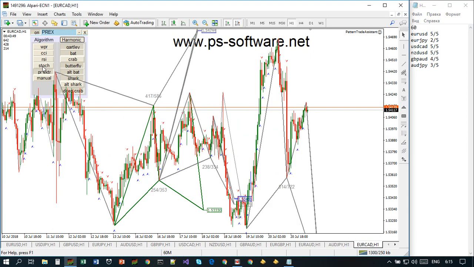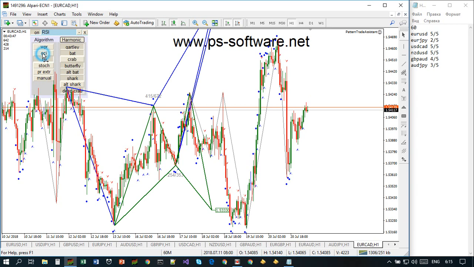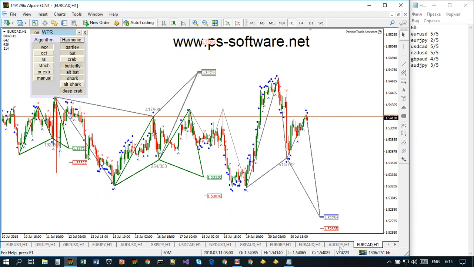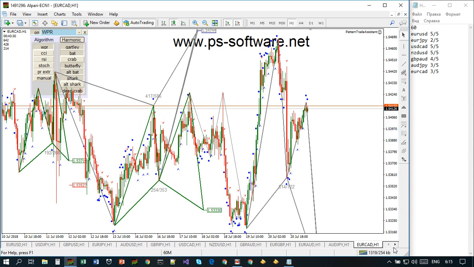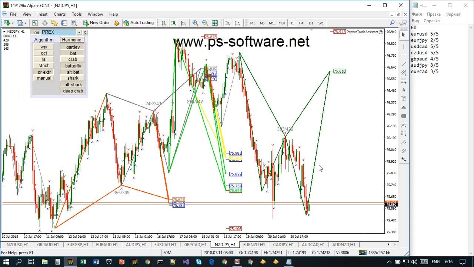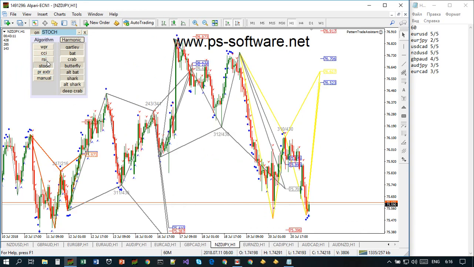Euro Canadian. Potential butterfly 3 or 5, also very far from completion. But let me type it. Euro Canadian, 3 or 5. Pound Canadian. Nothing. Here, potential bat.